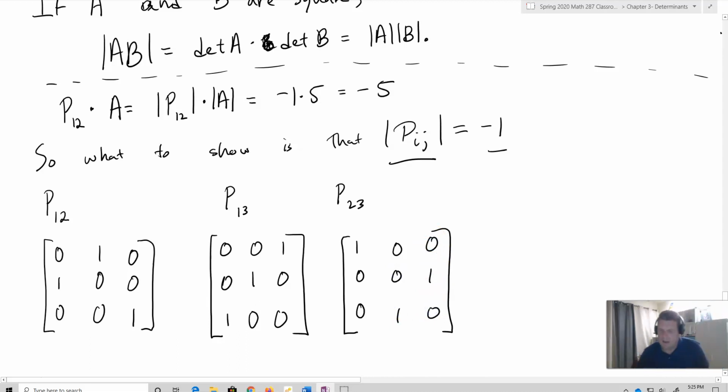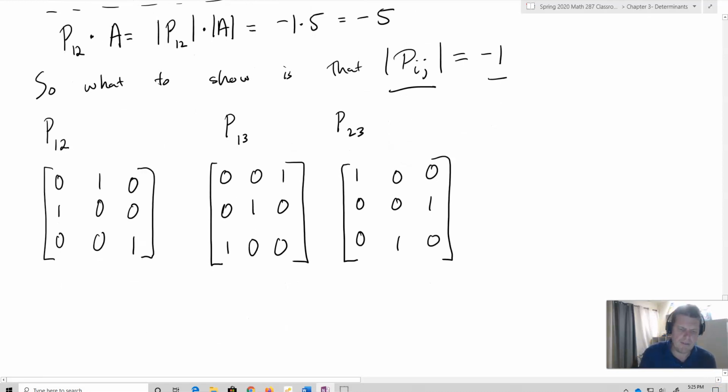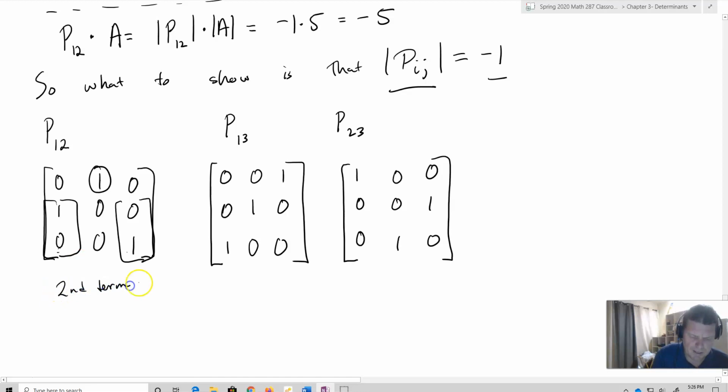Now, if we look here, for P12, what's happened is that I've got this matrix here, and then I've got this value and this value, and that matrix there. So we're going to take this value times the determinant of 1 times 1 minus 0 times 0. That actually ends up being positive 1, but remember, this is the second term, and since it's the second term, it's actually negative 1 times 1 times 1 minus 0 times 0, or negative 1. In the case of P13, we basically got the same situation as we had before.